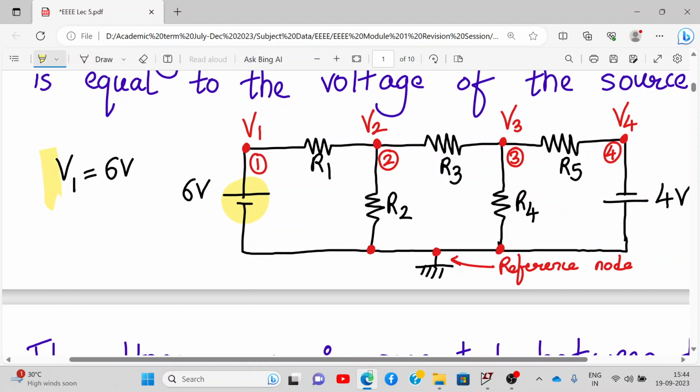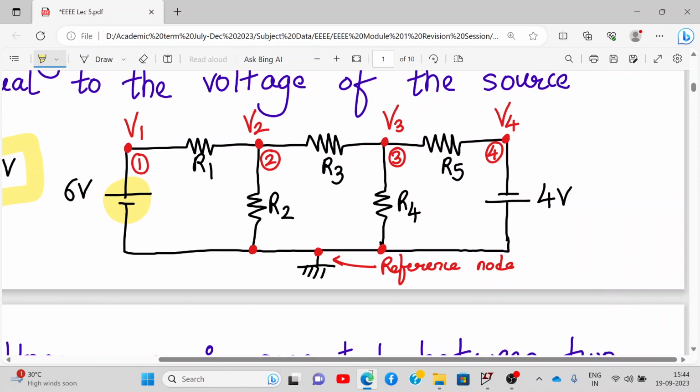Please remember this. If a voltage source is connected between a node and a ground, then the voltage of that node will be equal to the voltage of the source. Similarly over here, we have a 4 volt voltage source which is connected between a node and a ground. So over here V4 with respect to ground will be minus 4 volt. This is very crucial to understand before applying KCL at each node. So these two steps are very important. I hope it is clear now.